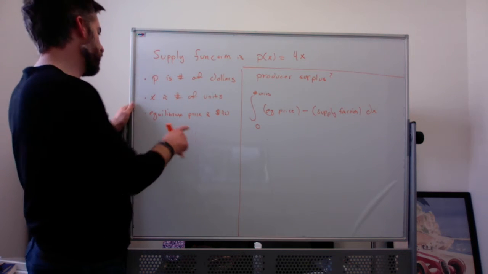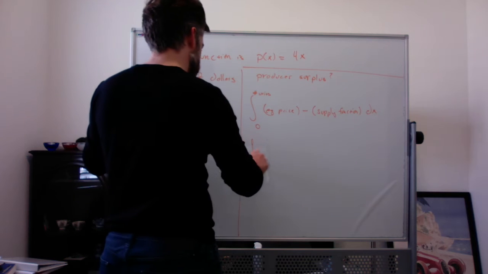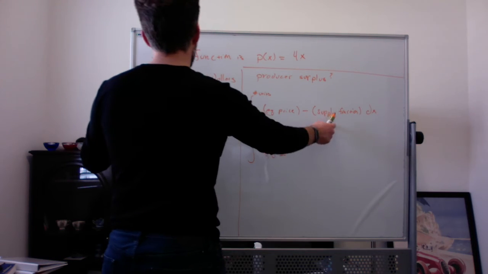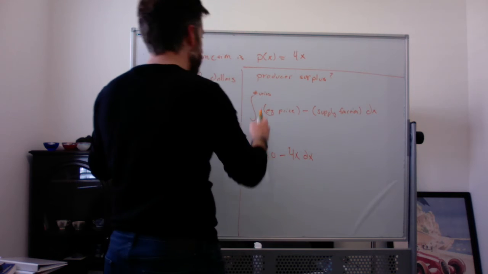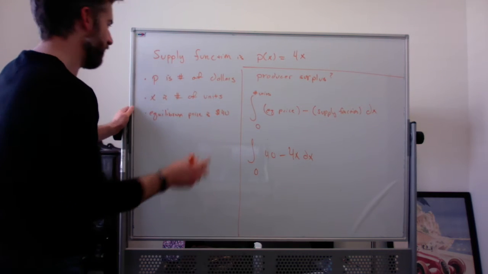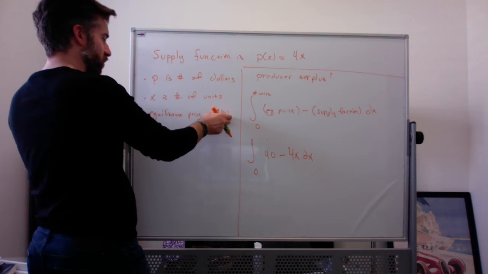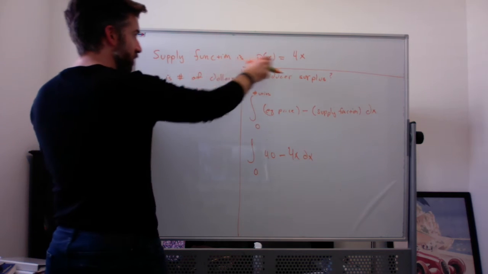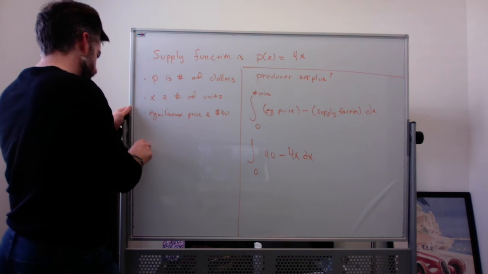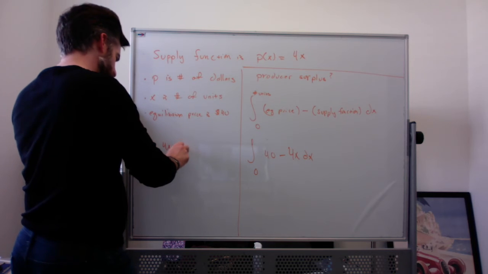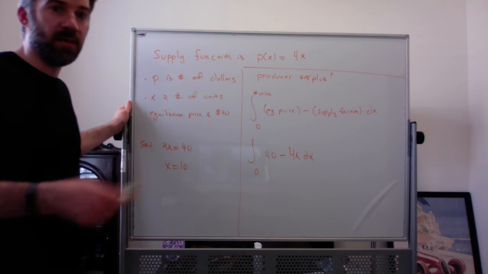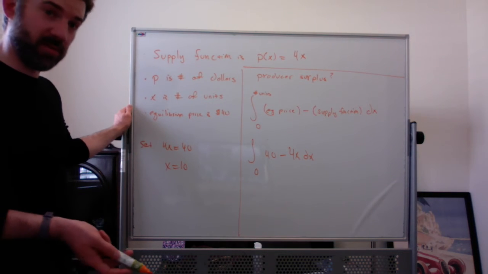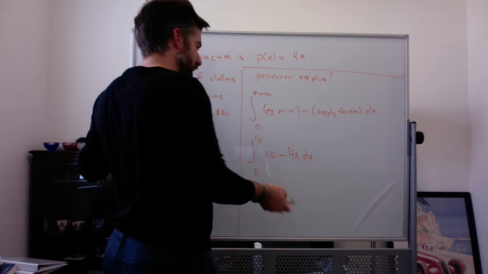So here's the thing. We know the equilibrium price was given to us. We know the supply function is 4x. And the number of units we actually have to calculate, saying, well, if the equilibrium price is $40 and the supply function is 4x, if we set 4x equal to 40, we get x equal to 10. So x is the number of units at that equilibrium price. And then we just integrate.